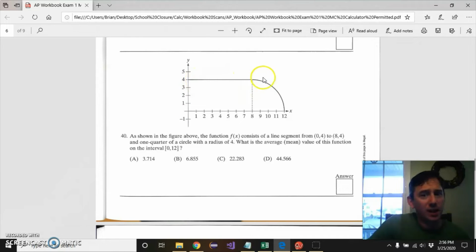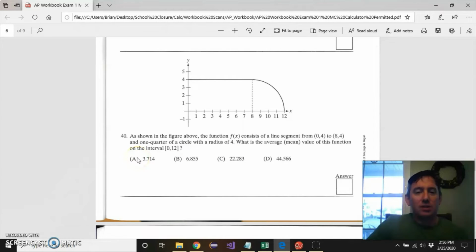It's 4 for a long time, and then it goes down. So the average of all of these y values is probably a little less than 4. It's definitely not more than 4, and it's definitely not 22 or 44. So I'm pretty sure it's going to be A.